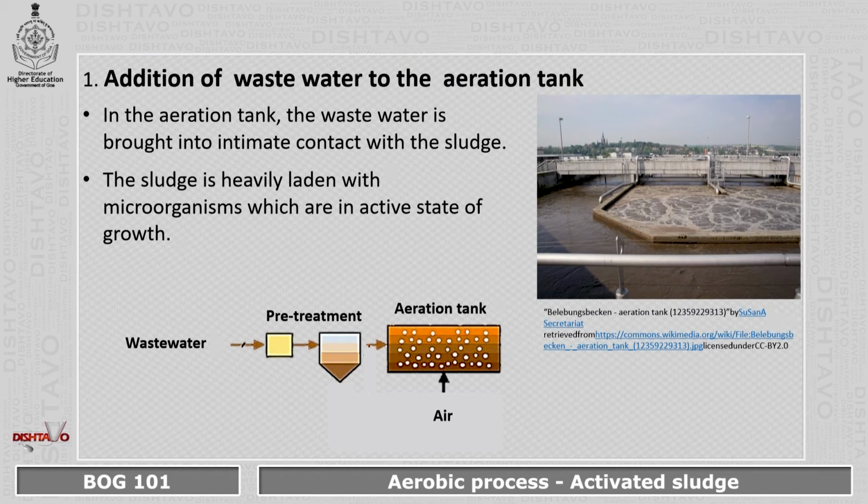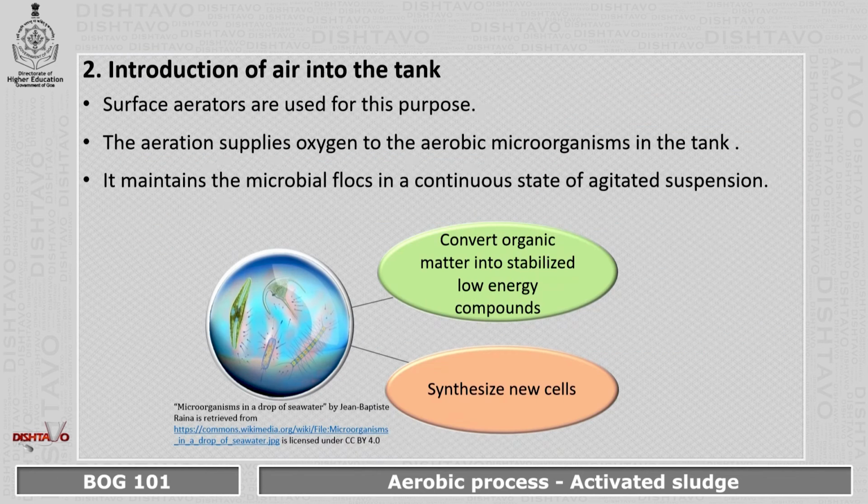First one, addition of wastewater to the aeration tank. In the aeration tank, the wastewater is brought into intimate contact with the sludge. The adjoining picture that you can see is that of an aeration tank. The sludge is heavily laden with microorganisms which are in active state of their growth.